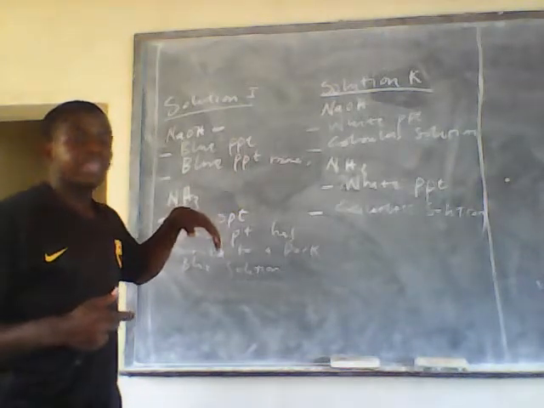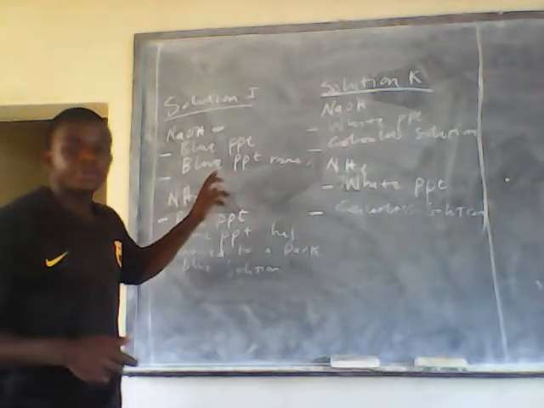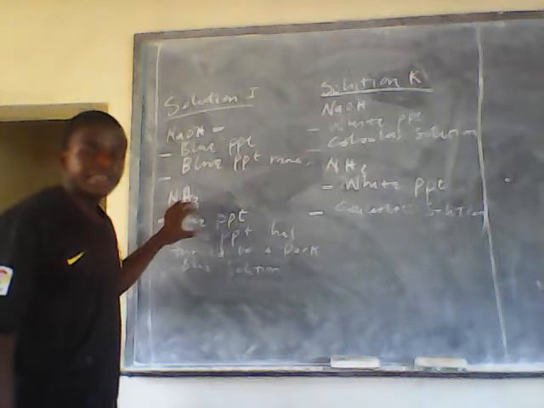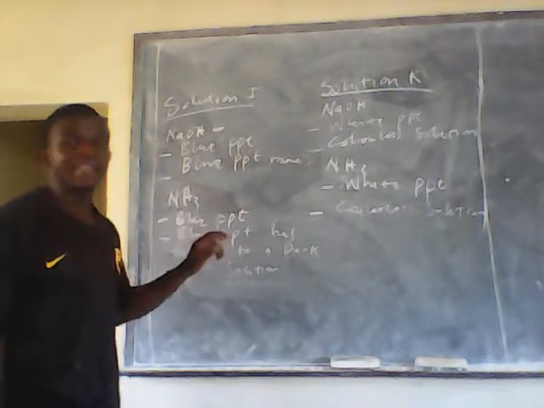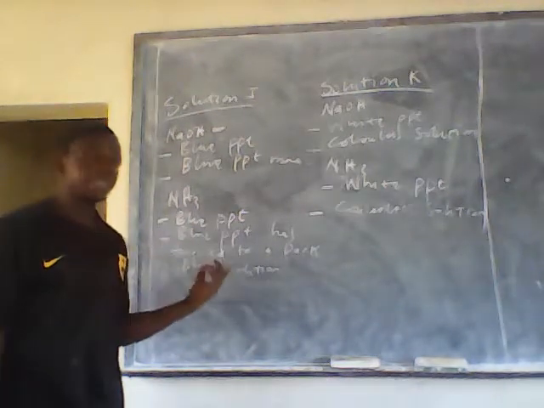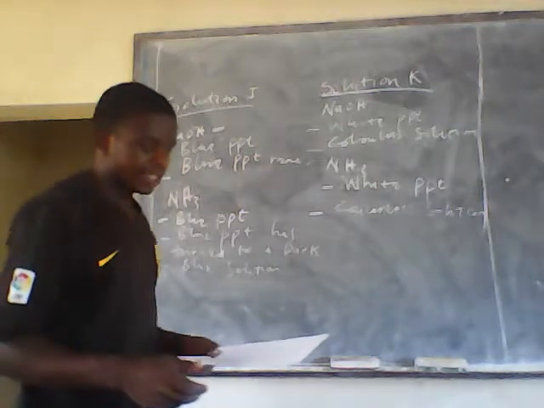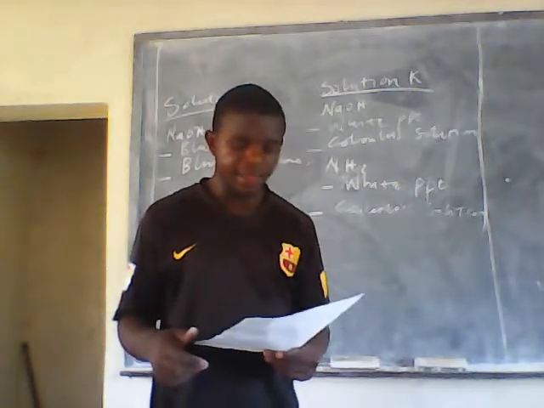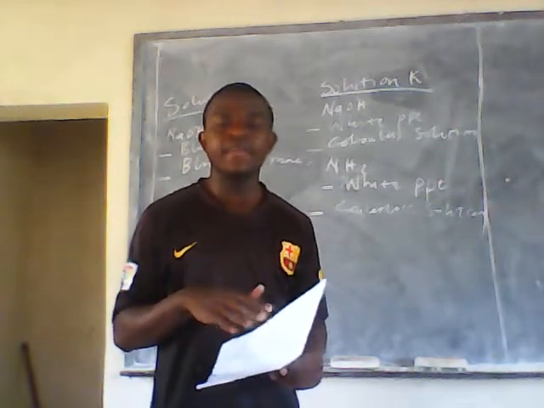So for solution J, after adding a small portion of solution J and a small portion of sodium hydroxide, I got a blue precipitate, and after adding excess sodium hydroxide, the blue precipitate remained the same. And the effect of ammonia: after adding a small portion of ammonia to the test tube, I got a blue precipitate, and after adding excess ammonia, I found out that the blue precipitate turned into a dark blue solution. So according to these results, I'm going to use my qualitative analysis table, and the cation present in solution J is copper 2. This is because copper 2 is the only ion that gives a blue precipitate.